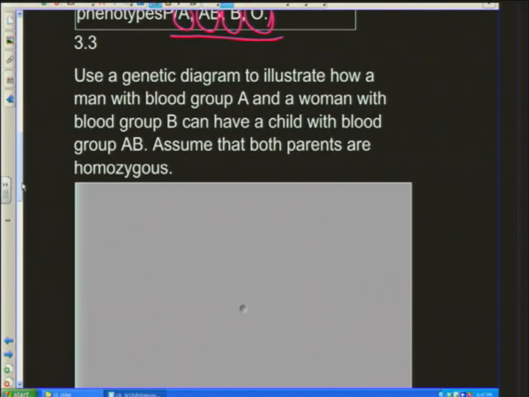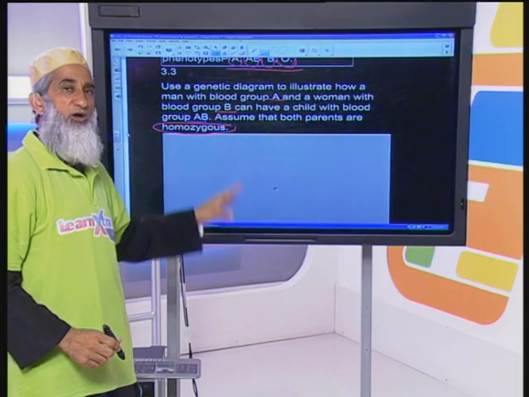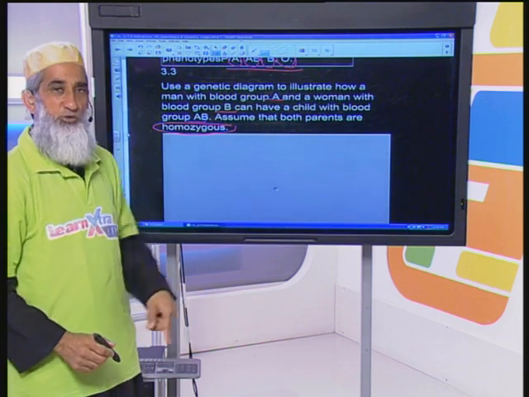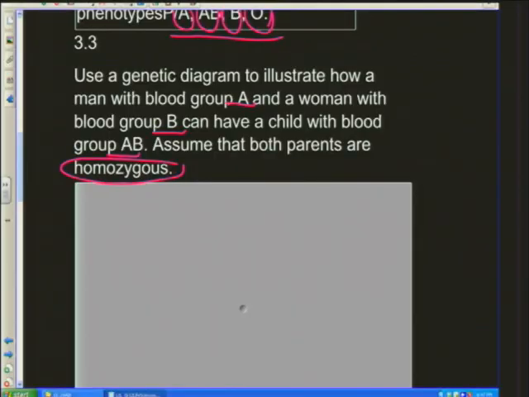Use a genetic diagram to illustrate how a man with blood group A and a woman with blood group B can have a child with blood group AB. Assume that both parents are homozygous. Homework. Notice the homework. Please, guys, I need you to concentrate on the homework part. What am I underlining? Why am I underlining that? Because those are the clues to work out the problem. And how do we work out this problem?